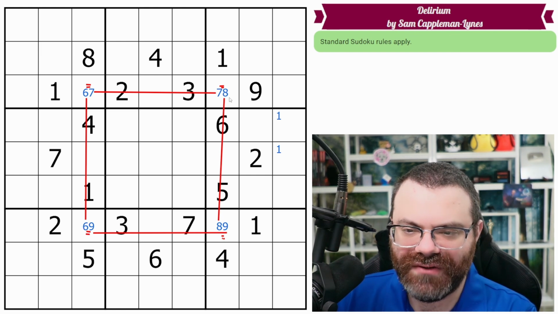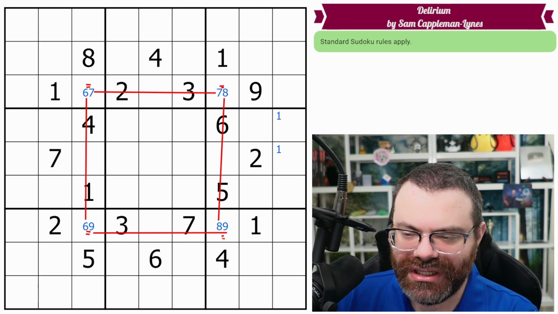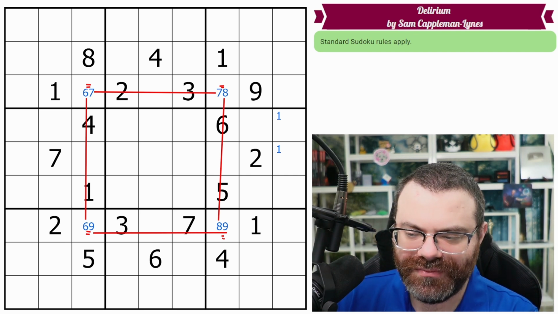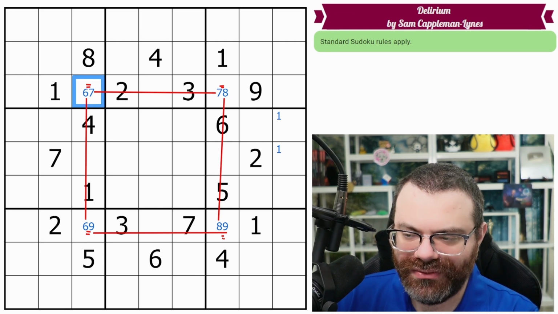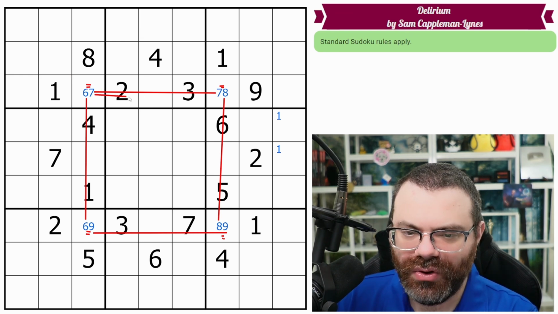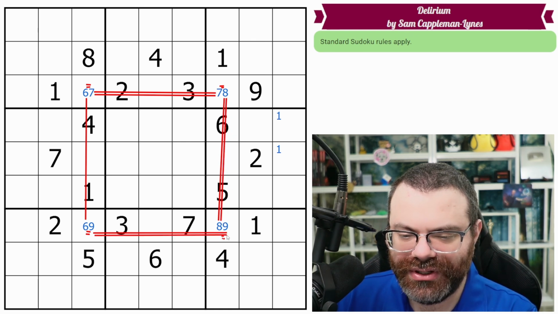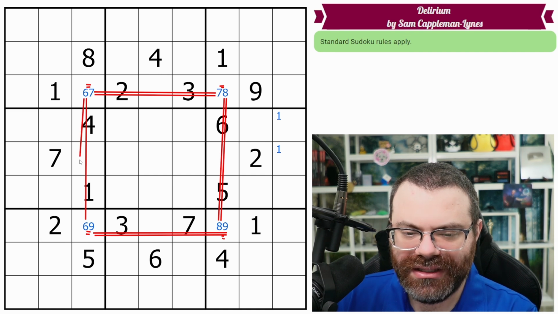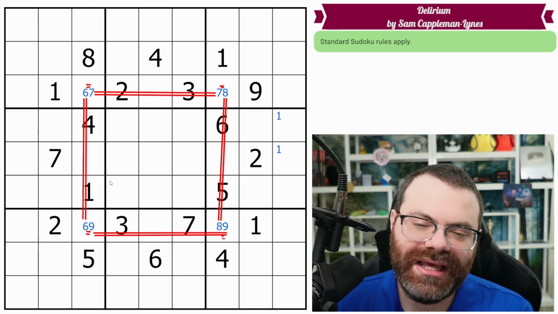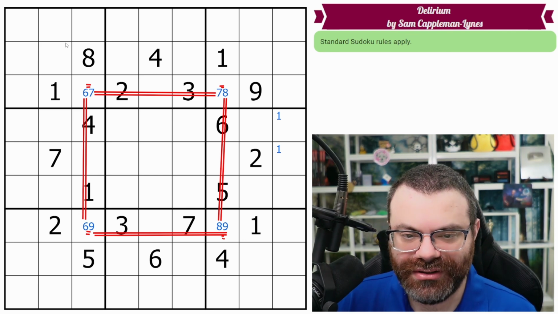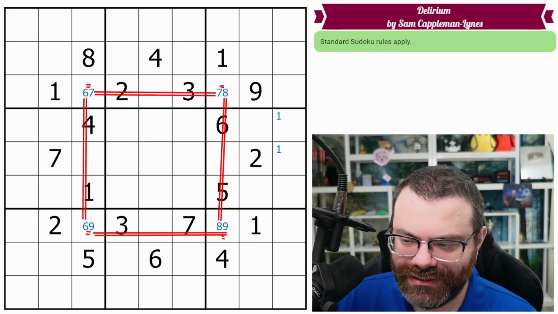And that's going to be true of every weak link in this chain. For every weak link in this chain, you can definitely prove that it becomes a strong link because of the loop. And so now that these are all strong links, what do strong links do? Strong links say that at least one is true. And so a strong link is going to eliminate any candidates that have a weak link to both ends of the strong link.